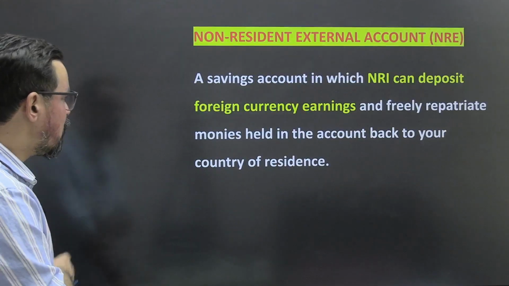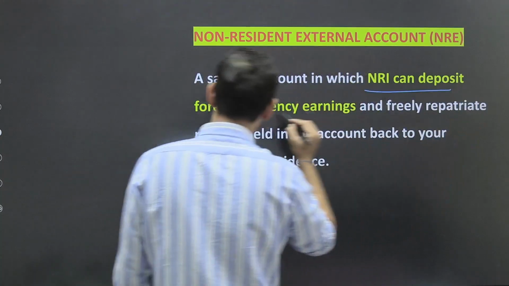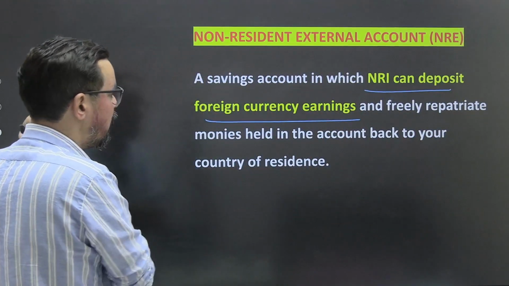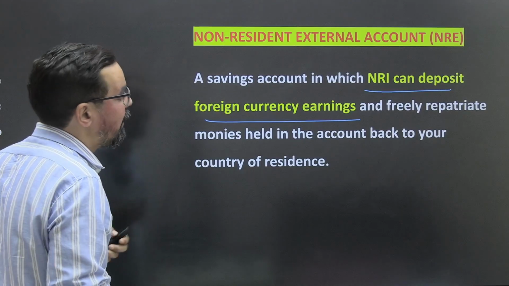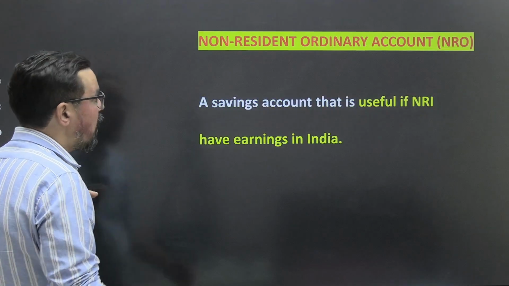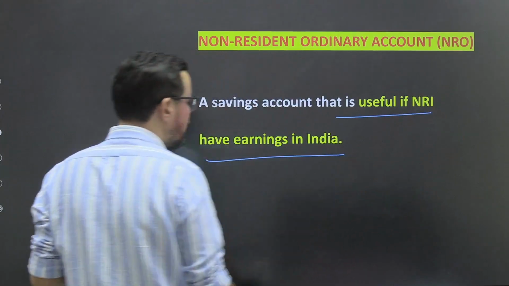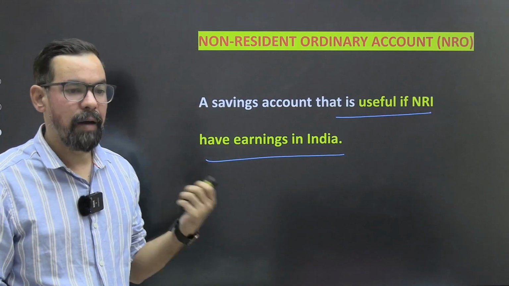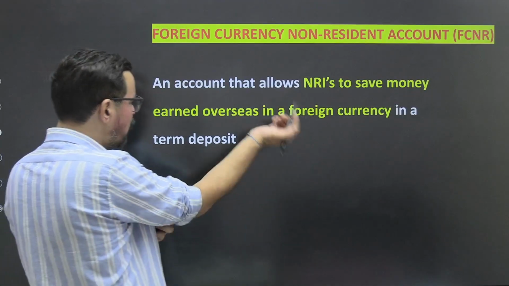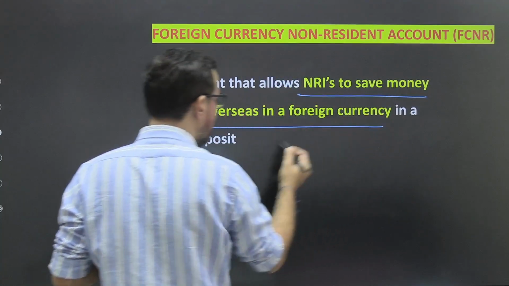So NRE accounts are savings accounts in which an NRI can deposit foreign currency earnings and freely repatriate monies held in this account back to the country of residence. NRO accounts are useful if an NRI has some earnings in India, like rental income or any other source of income. Okay.